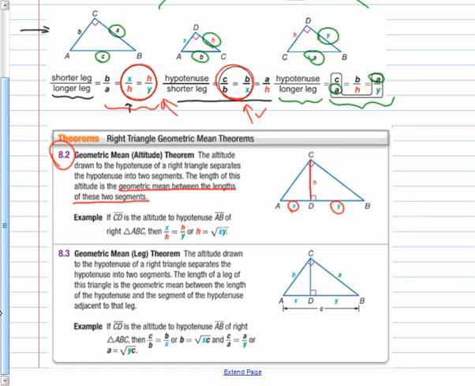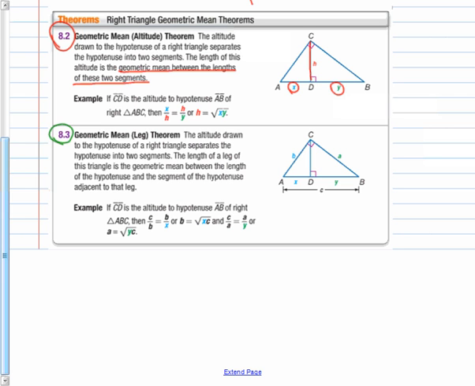Those last two statements are this theorem. The altitude drawn to the hypotenuse of a right triangle separates the hypotenuse into two segments. We've called them X and Y. The length of a leg of a triangle, and that's the original, doesn't matter which leg I pick, we're going to pick A in this case, is the geometric mean between the length of the hypotenuse, the whole hypotenuse, C, and the segment of the hypotenuse adjacent to that leg. And there's the segment of the hypotenuse adjacent to the leg. A is a geometric mean. If A is a geometric mean, I will place it in the geometric mean position. And it is a geometric mean between the whole hypotenuse C and the segment of the hypotenuse Y. They will go in the extreme positions.